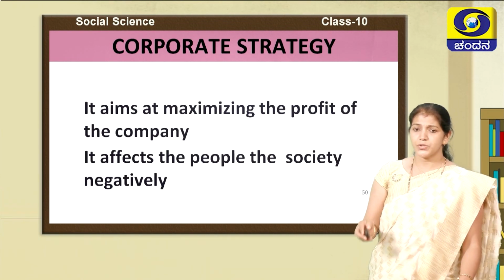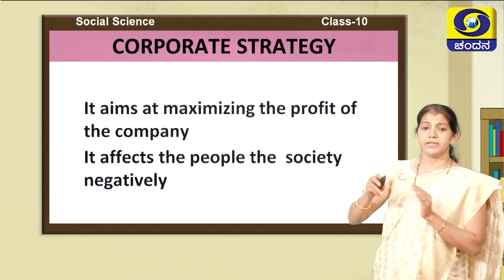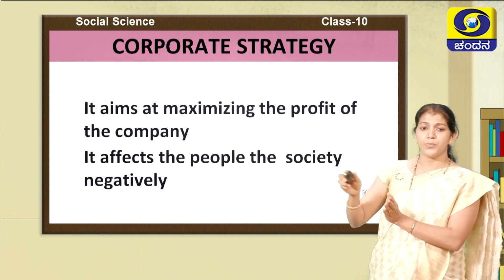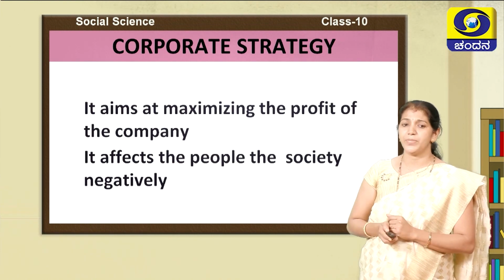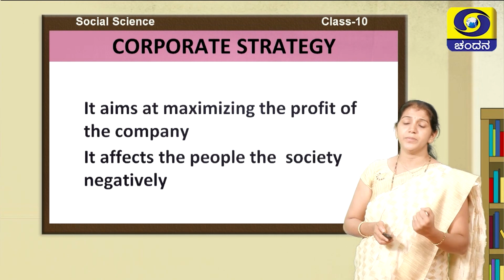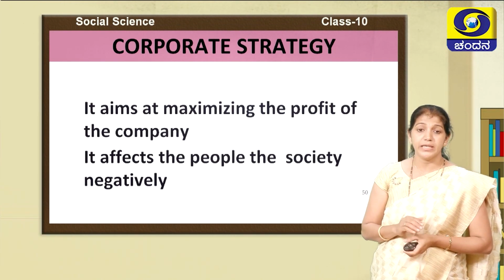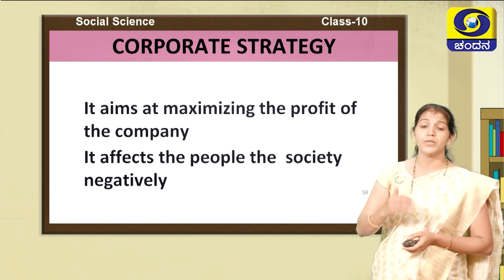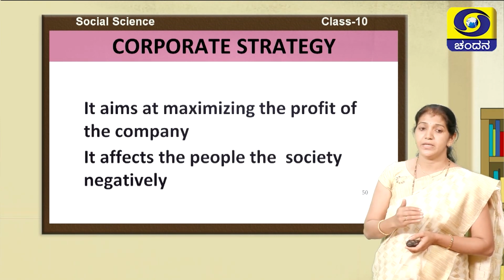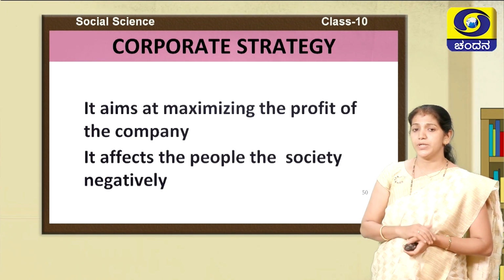It affects society negatively. How? Because economically, all the wealth is concentrated in the big companies. They are getting more profit, but people are being exploited by the companies. So the main aim of this corporate strategy is to get more money or more profit in business. In return, society or people get the negative impact of the corporate strategy.